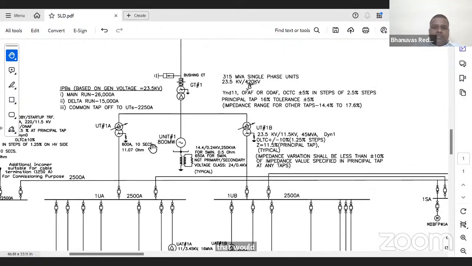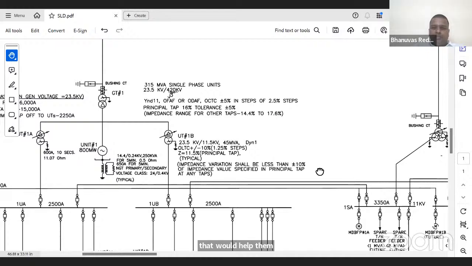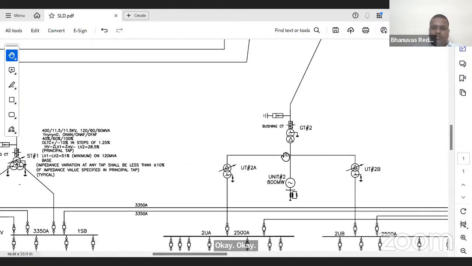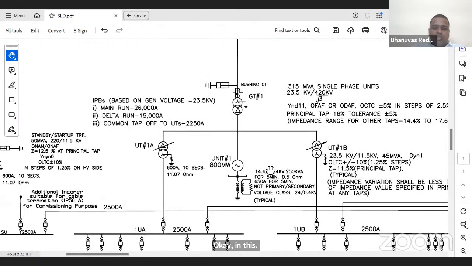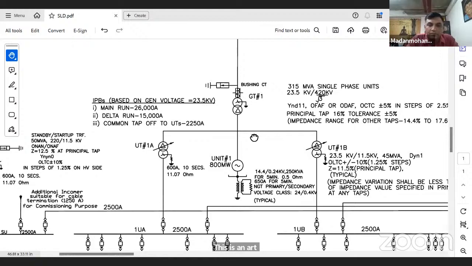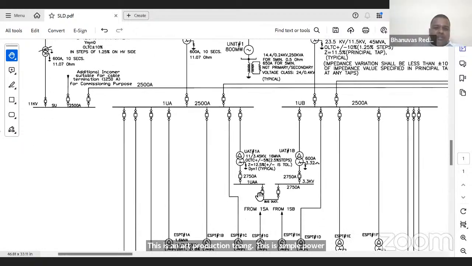In this, they have not given CTPT drawings. This is not a protection drawing. This is a simple power flow drawing. They have not given the single line in this.